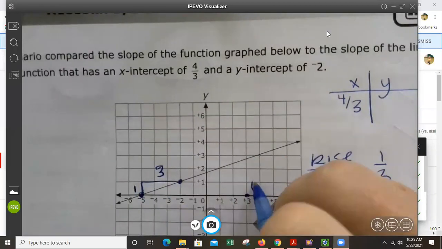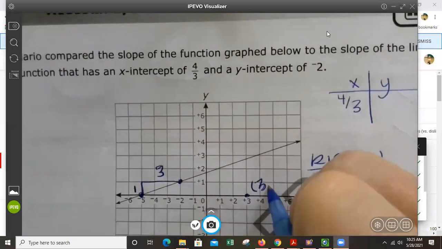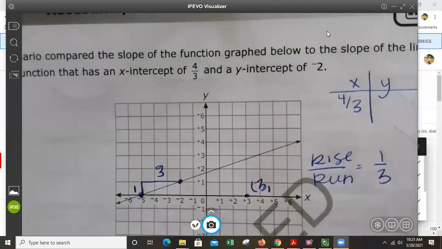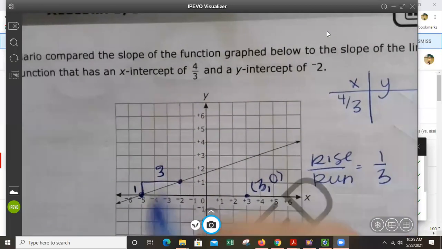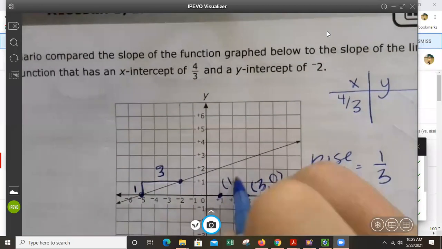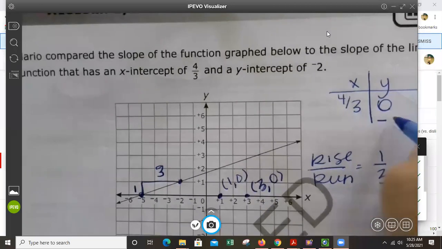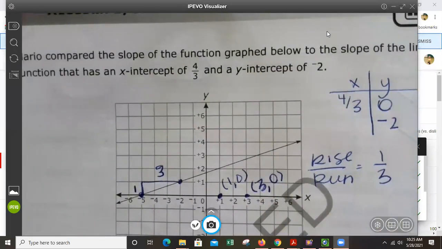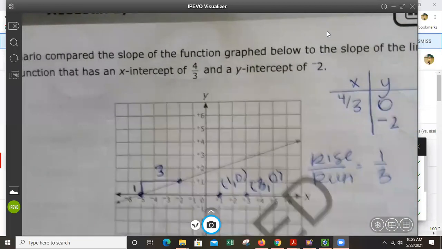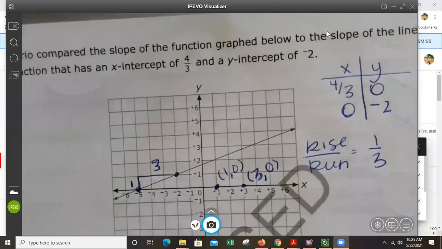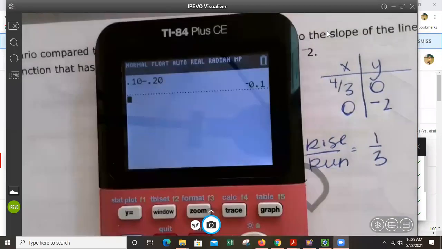3 what? I went over 3 and up how much? 0. What is this coordinate right here? 1, 0. So every time you have an x-intercept, what is your y? 0. Well, if you have a y-intercept of -2, what do you think your x is? 0. Put that into your stat and find your slope.